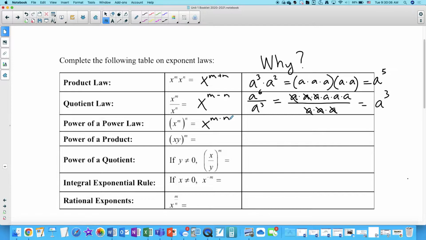Let's try it. If I have a squared cubed, let's say, this cube means I multiply whatever comes before it by itself 3 times, right? What comes before it is the bracket a squared. So this is going to be a squared times a squared times a squared, right? And if I expand each of those out, a times a times a times a times a times a. And then if you look at how many we have, 6 of them.